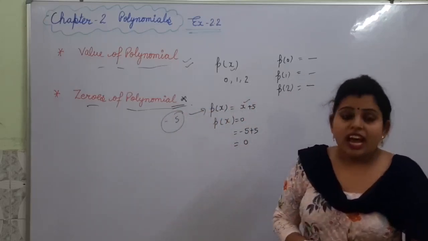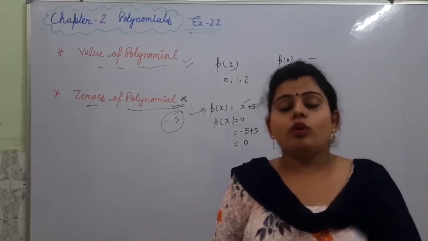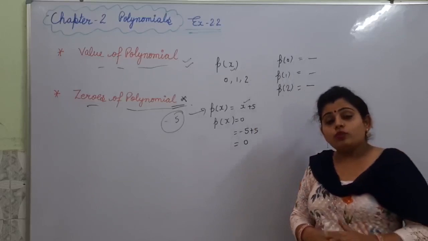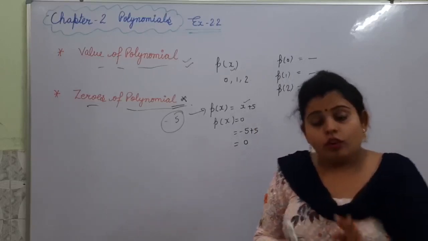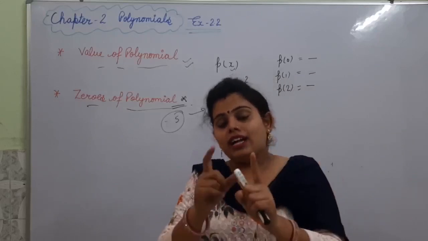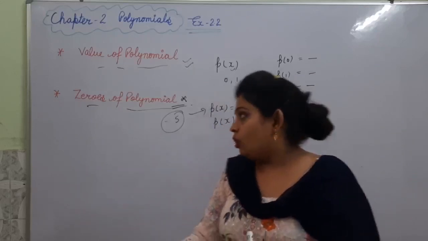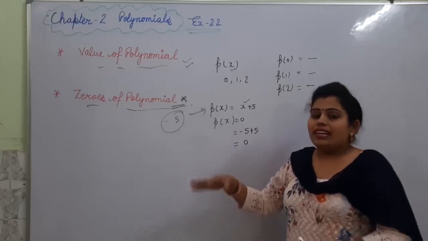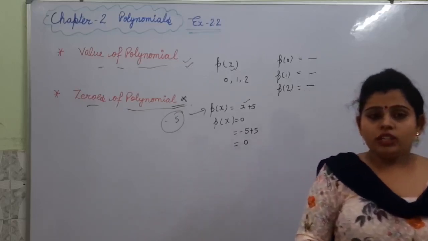Okay, dear students, I hope now zeros of the polynomial is clear to you. What do you mean by zeros of the polynomial? Any real number for which we are getting the answer of the polynomial 0, that will be the zero of the polynomial. Now let's start with exercise 2.2.